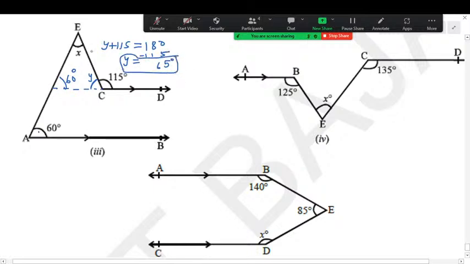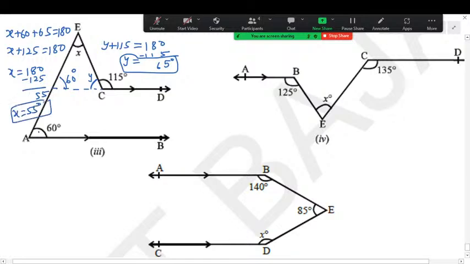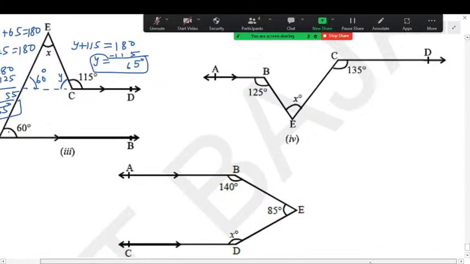So x should be equal to 65? Your x, your 60, your 65 need to add to 180 because you are using the angle sum property here. Got it? Yes. So x plus 60 plus 65 should be 180, so x is going to be 180 minus 125. Then you got 55. So x is 55 degrees. That is the value of x over here.